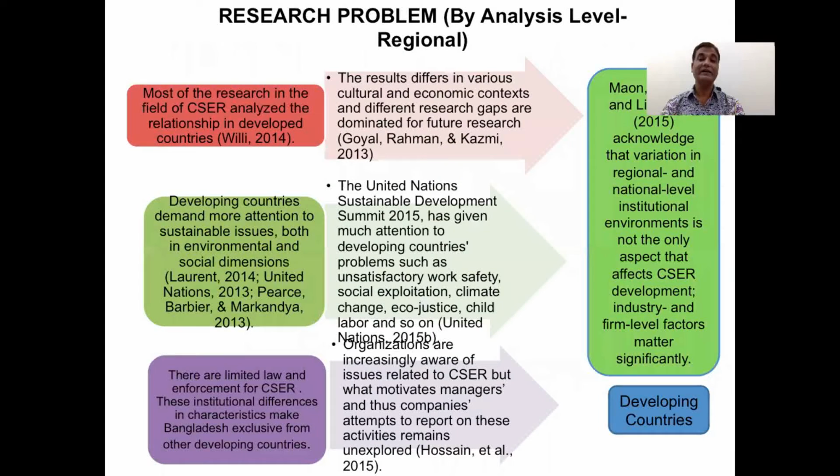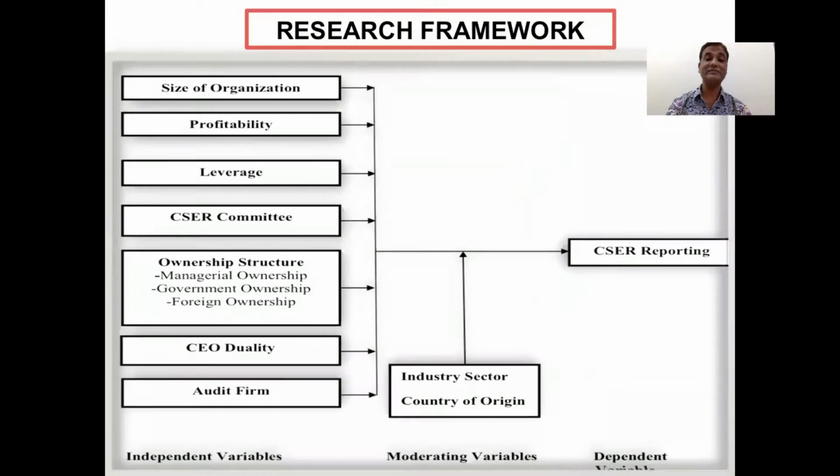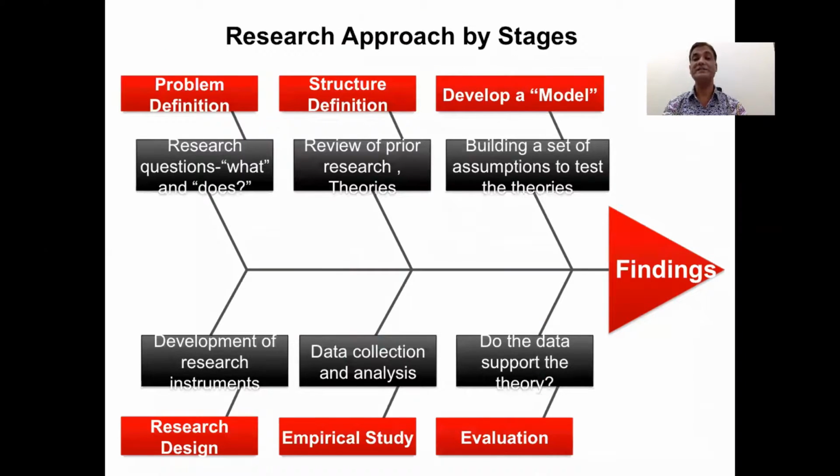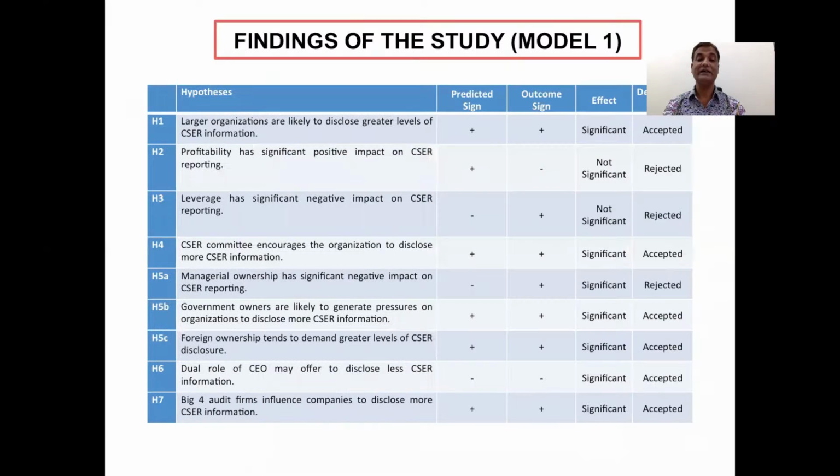And then she continued with global regional findings. And then she proved that this kind of study has not been done in her premise, in a developing country. And she is trying to prove that she does have contextual contribution in her PhD study. And then she presented the theoretical framework and continued with the scope of her study, very nicely presented. And then she presented the research approach by stages, and she continued with the findings.